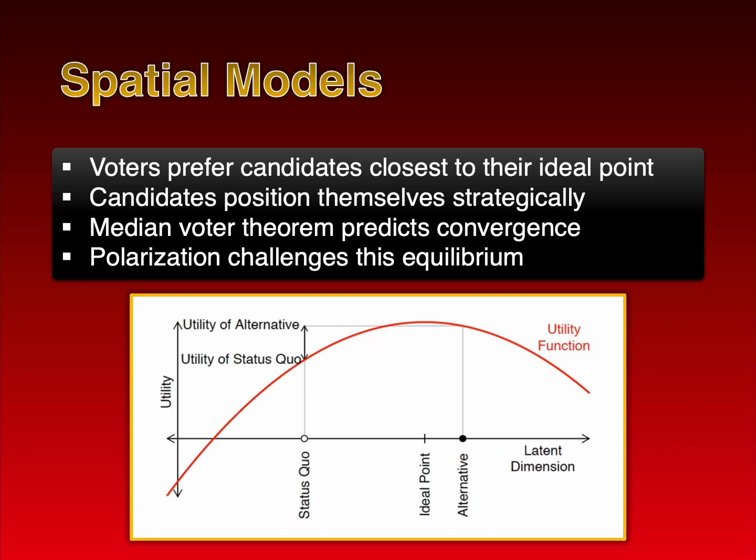Then you have candidates that position themselves. So say the status quo here is represented by the incumbent, the person already in office. That is their position. And the alternative, let's say that's the challenger in an election, has a position here. The voter sitting at the ideal point probably is going to vote for the alternative rather than the status quo candidate, simply because the utility of the alternative's position on a policy area is closer to the height of their ideal point. I said a bunch of jargon there.